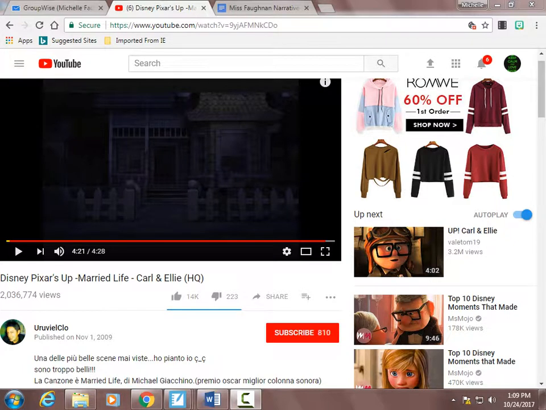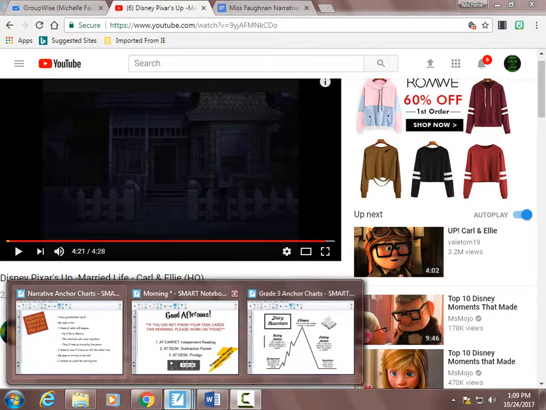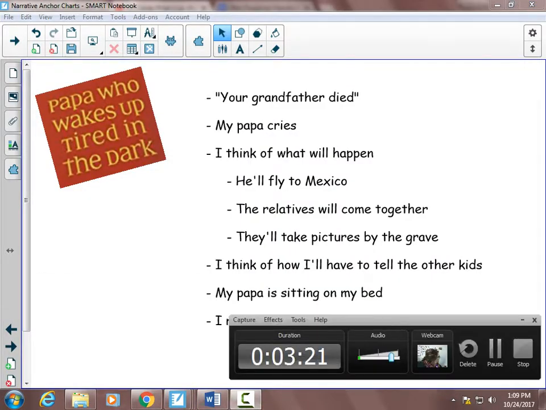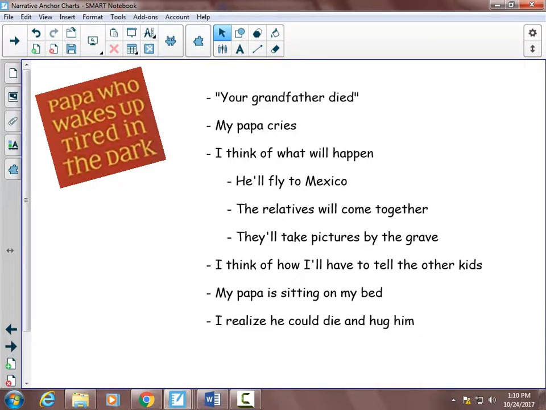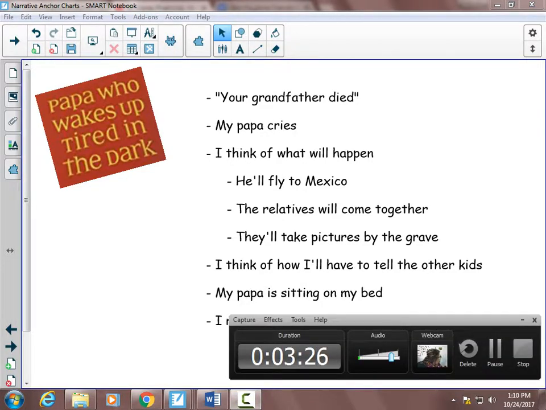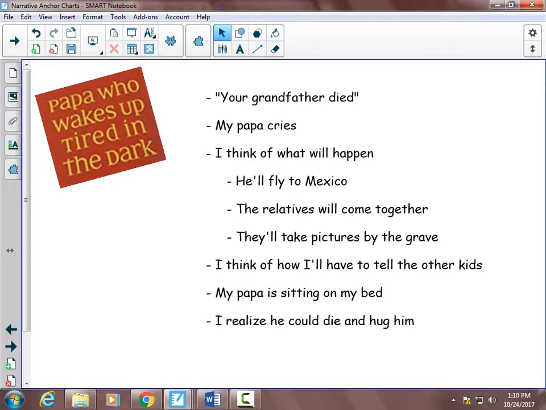So this story follows a certain path. In the beginning, it starts with your grandfather died. It moves on to my Papa cries, and then we flash forward. So it says, I think of what will happen. Now he's thinking of the future. He'll fly to Mexico. The relatives will come together. They'll take pictures by the grave. So that's our flash forward, and in Up it was a flashback.